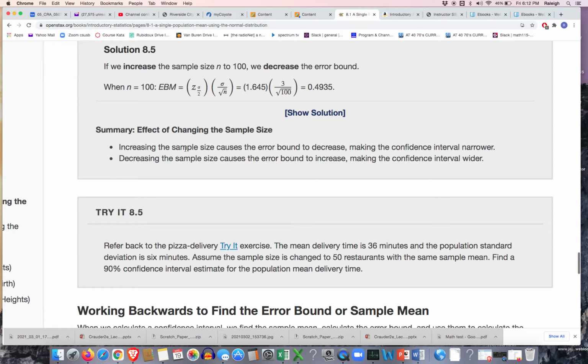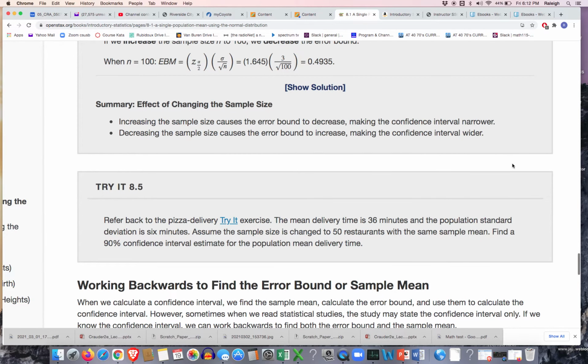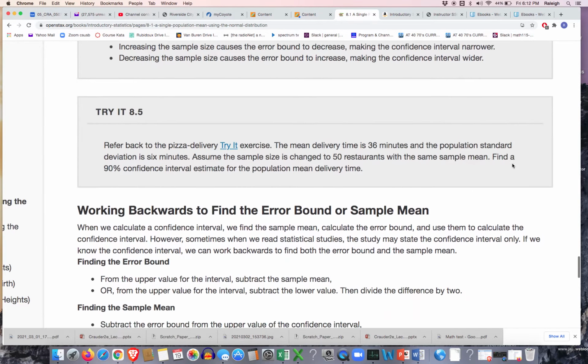So increasing the sample size is a good thing. It causes the error bound to decrease, the error decreases, and makes the confidence interval narrow. That's a good thing. I'd like to put a star on this, but I can't seem to do that. And then if you decrease the sample size in order to save money or get a deadline pushed through, then your error will increase and the confidence interval is wider. Not quite so precise. May not be the end of the world, especially if there's not much difference.